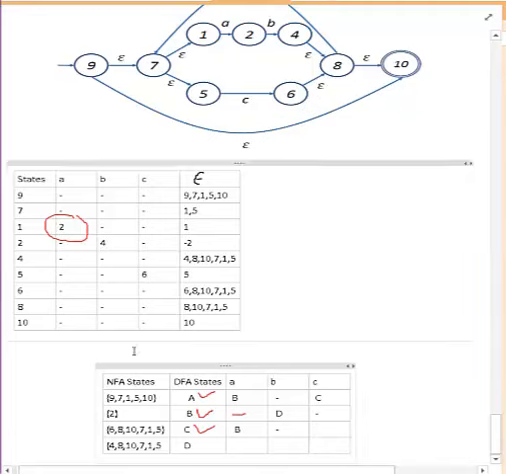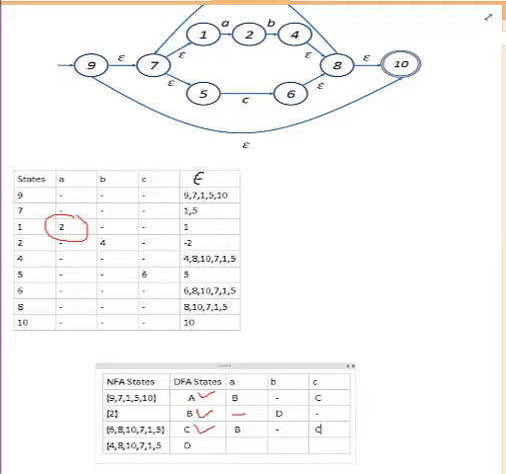6, 8, 10, 7 and 5. That is already done. That's called C. So from C, if you take the input C, you go to yourself only. That is, you go to the C only, right? Because you go to this set of states, that I called in the DFA C. So that means if you go from this taking C input, you go to yourself only. Now this is done, so we mark the D, because we had.